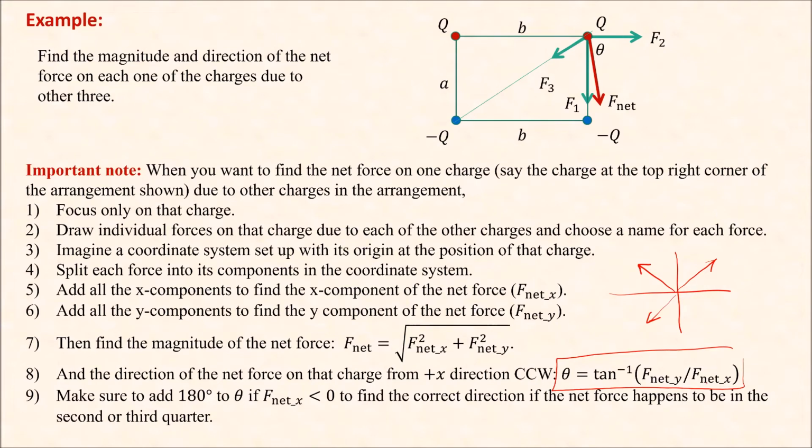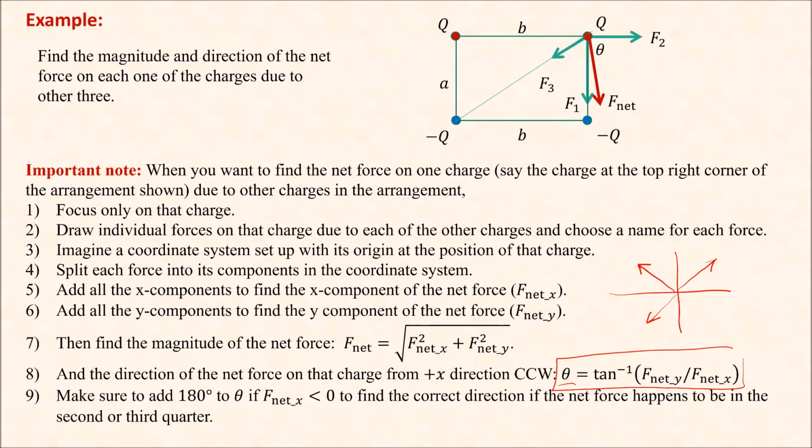Okay, so you put F net X and F net Y with their signs, whatever they are, and calculate tan inverse. That gives you an angle. That angle is always between negative 90 degrees and 90 degrees. If the X component is positive, that is exactly the directional angle. If it is negative, it is the wrong directional angle. You have to add 180 to the value of theta that you get, then you get the correct angle, okay?